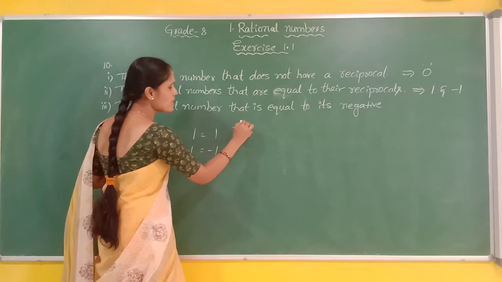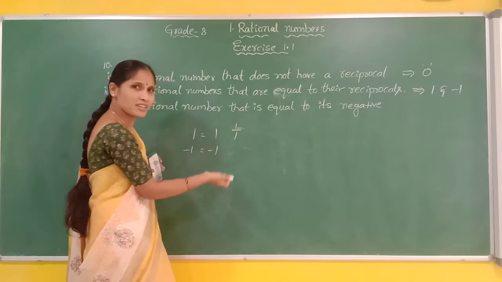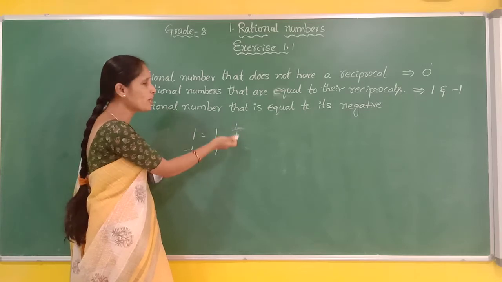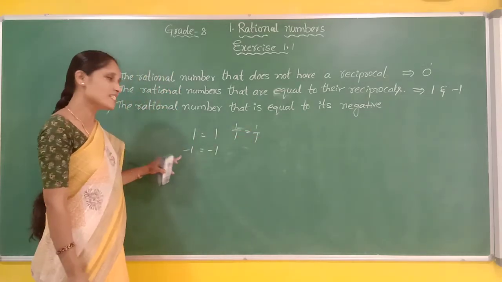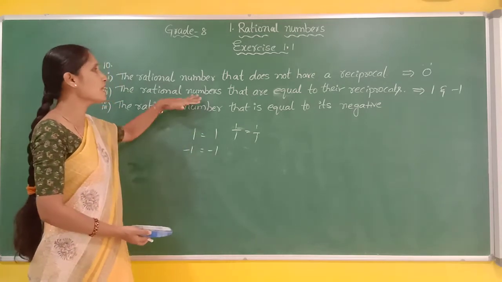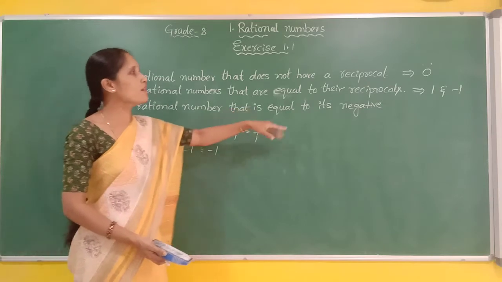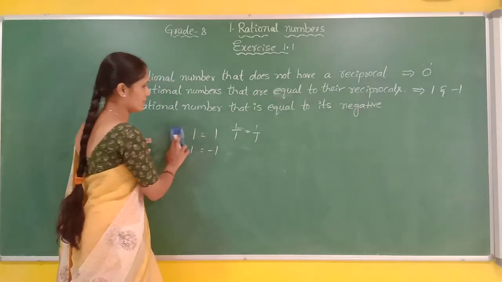How? Suppose 1. 1 can be written as 1 by 1. Reciprocal, interchange the numerator and denominator. 1 by 1, again that value is equal to 1. Same way minus 1 also. So children, what is the conclusion? In rational numbers, 1 and minus 1 are equal to their reciprocal.